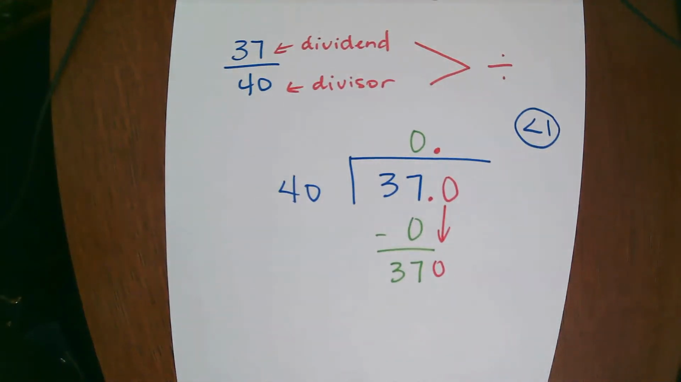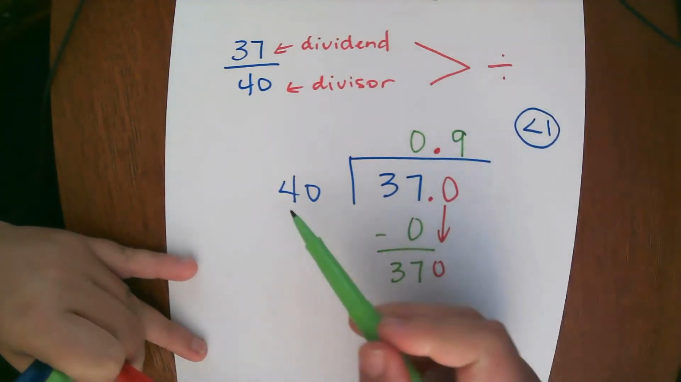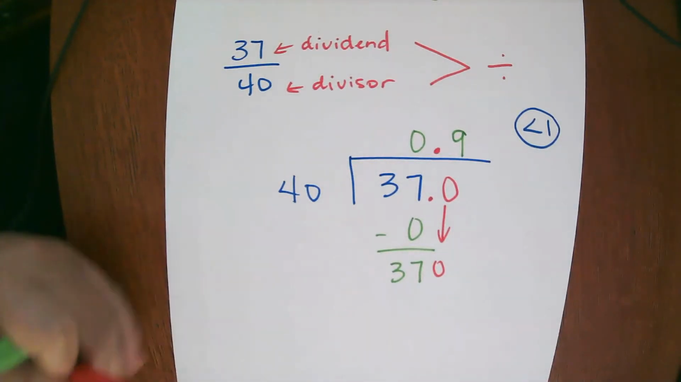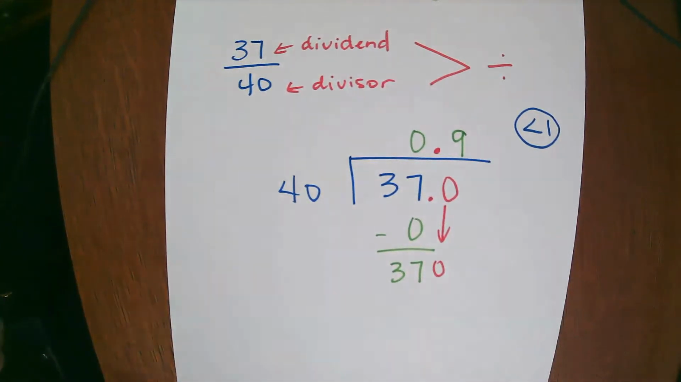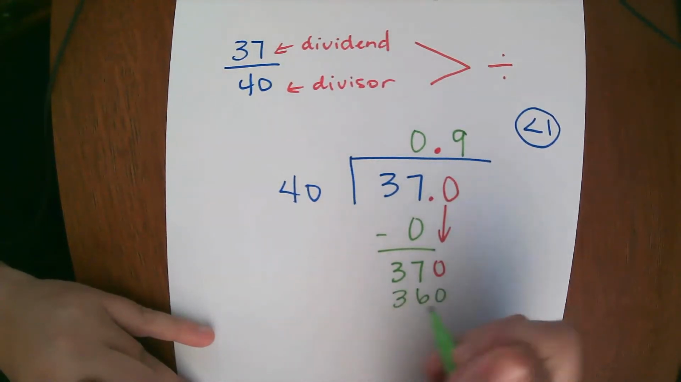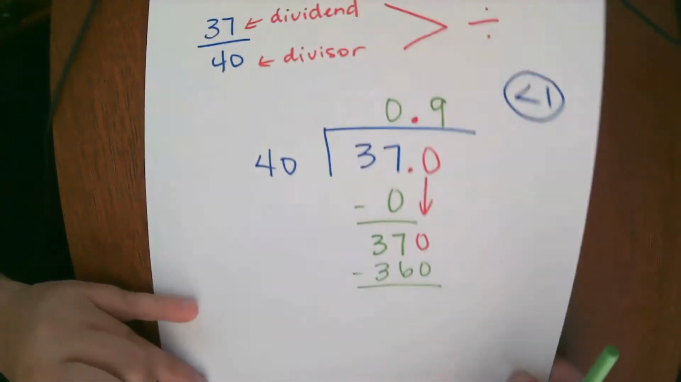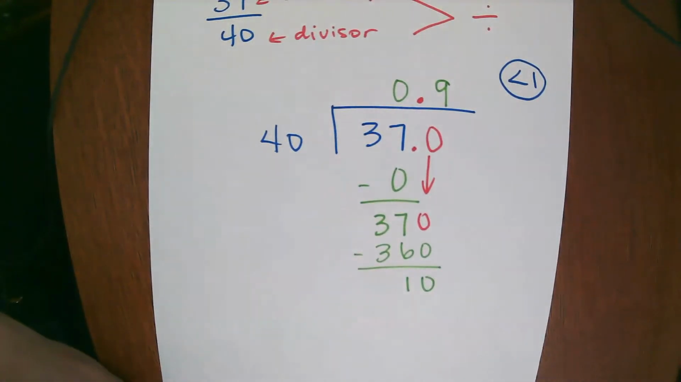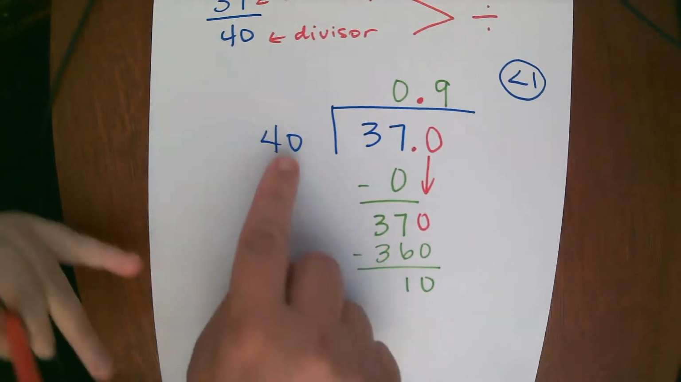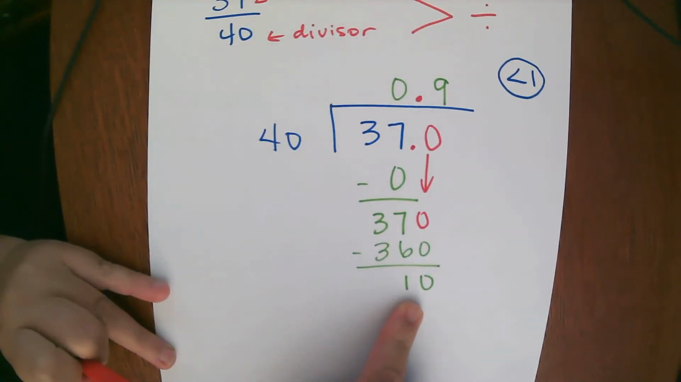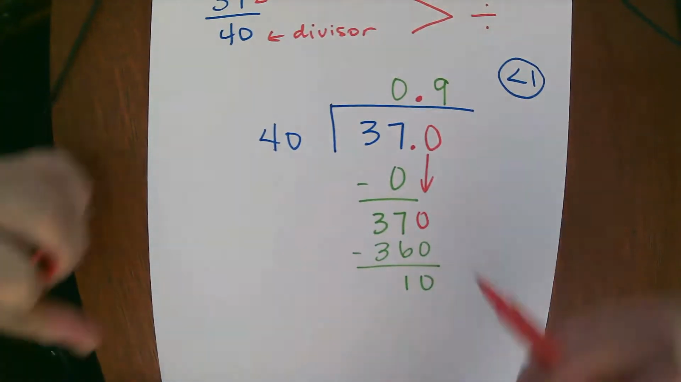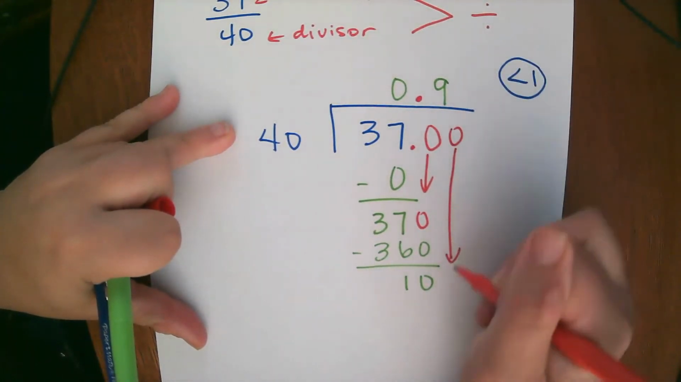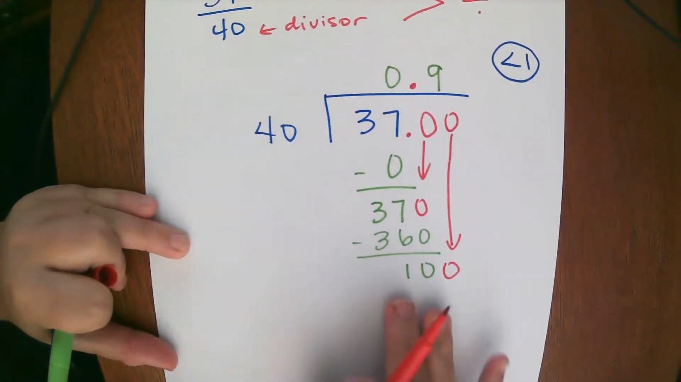Okay, and ask ourselves again, how many times does 40 go into 370? So we're going to look at our multiplication chart. 40 goes into 370 9 times. 40 times 9 is 360. Subtract. 10 left over. Okay, well, 40 can't just go into 10, so what should we do? Well, we're going to add another 0, and we're going to bring it down.